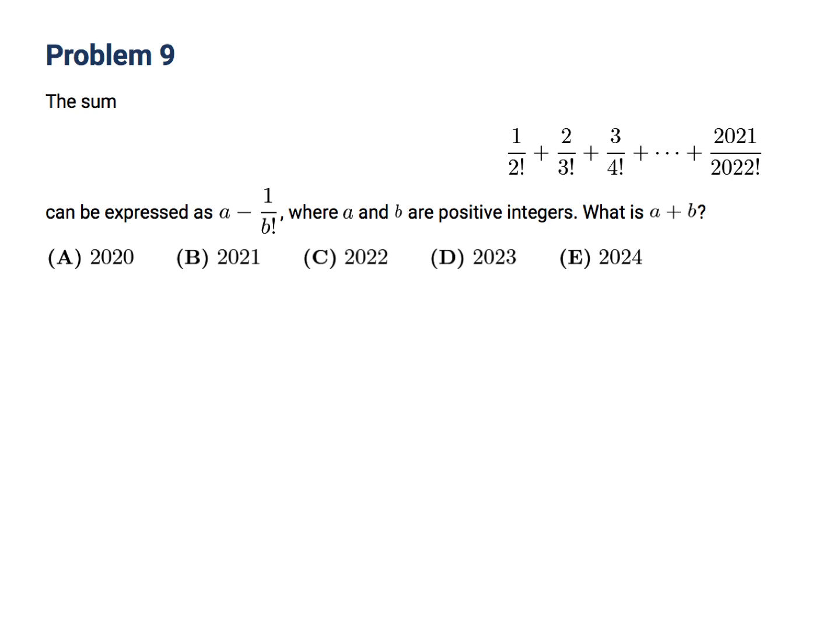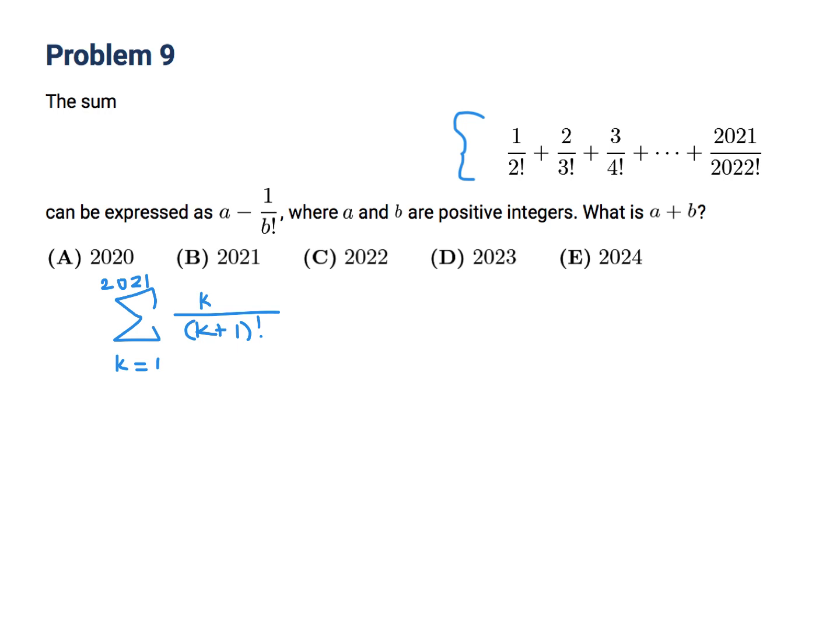The sum can be expressed as a minus 1 over b factorial, where a and b are positive integers. What is a plus b? All right, so there is a summation here. So we've got the sum from k equals 1 all the way to 2021 of k over k plus 1 factorial. That is basically what this is.